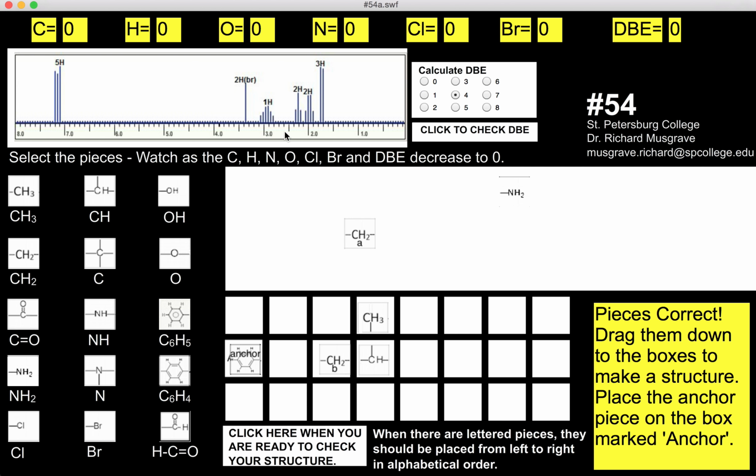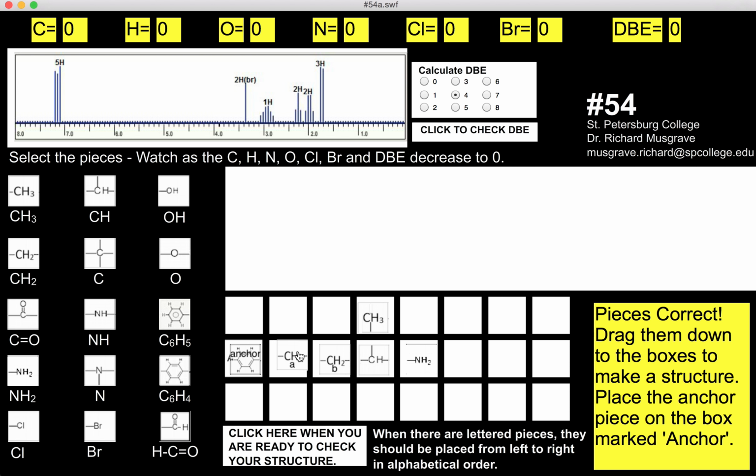The other thing we can look at is the placement of this CH group. One thing we notice in NMR is that whatever happens to be closest to the electronegative group tends to be furthest downfield. So out of this grouping of peaks here, I'd say that the CH is most likely the one that's closest to the nitrogen because it is furthest downfield of this group. So I'm going to go ahead and attach the CH to the NH2.